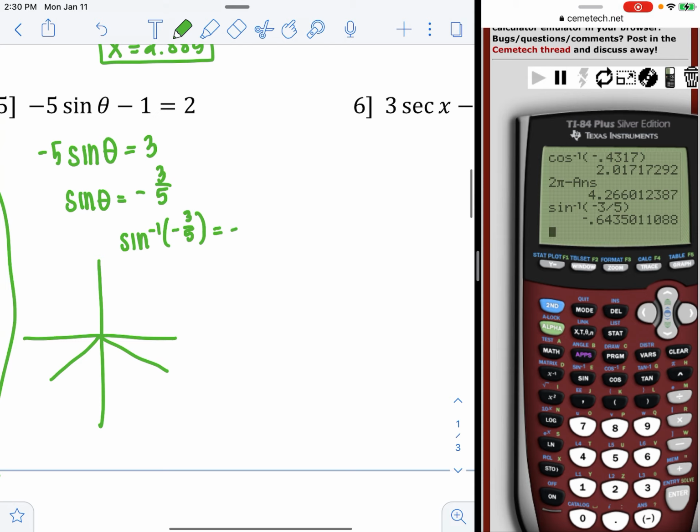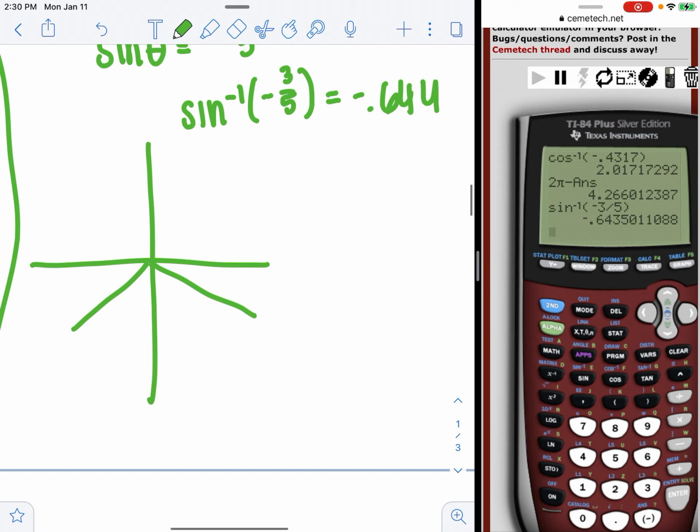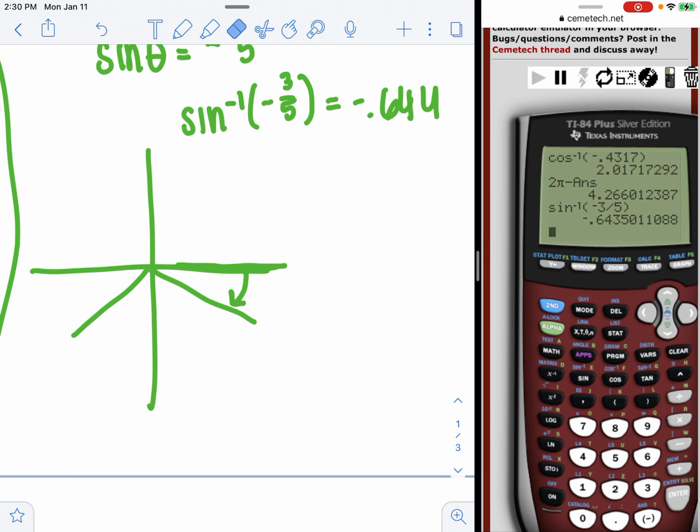And I get -0.644. Once again, remember that is not one of your answers. It's going to help you get your answers, but it's not one of your answers. So now I want to find the angle that is -0.644. So from the positive x-axis, since it's negative, clockwise, that's the angle that's -0.644. But I'm going to label it 0.644. I'm not going to put the negative in because we're going to use the absolute value of it to help us.